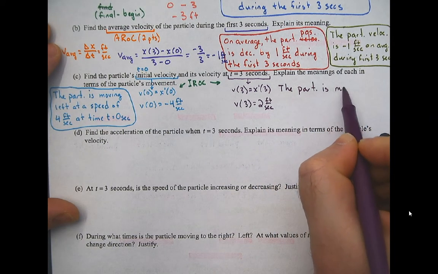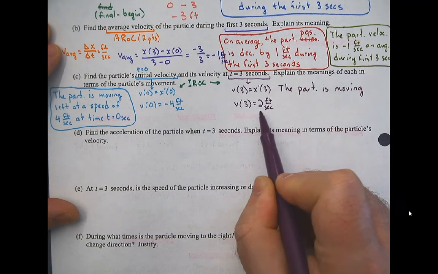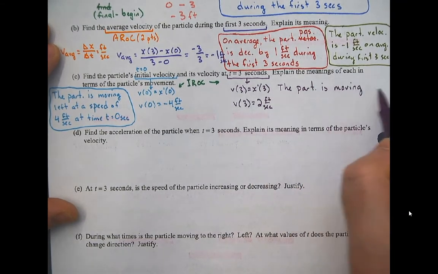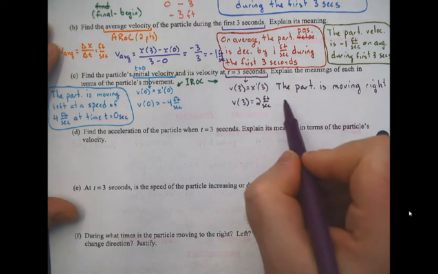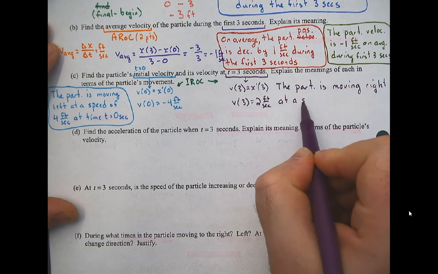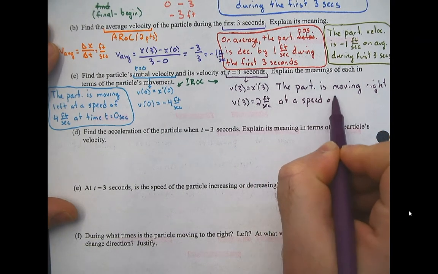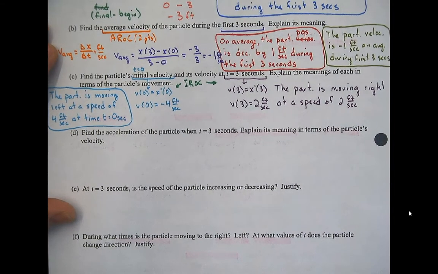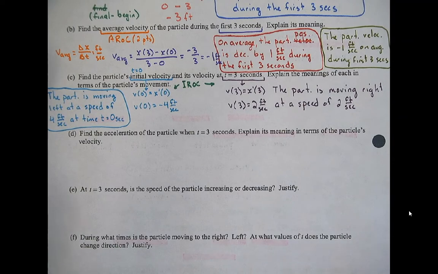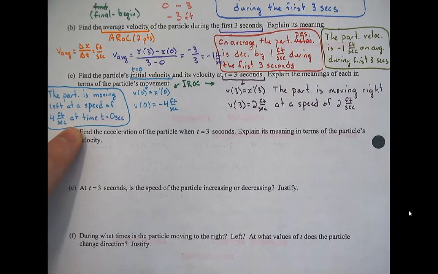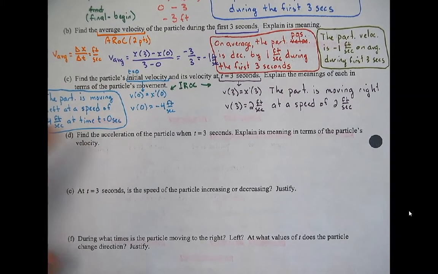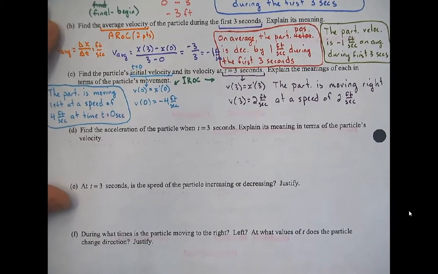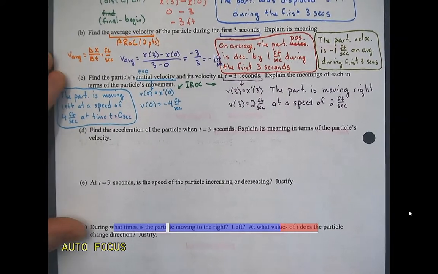is moving. Now, because my velocity is positive, that means I'm moving to the right, is moving to the right at a speed of 2 feet per second. And I can't just stop here, because when is it moving at a speed of 2 feet per second? If you looked over here, it was moving at a speed of 4 feet per second. That's why we also have to have the quantifier of what time this is occurring.